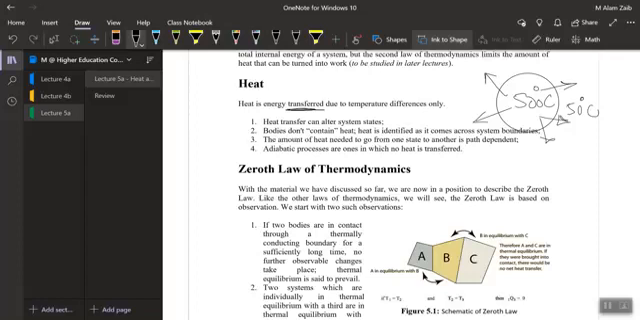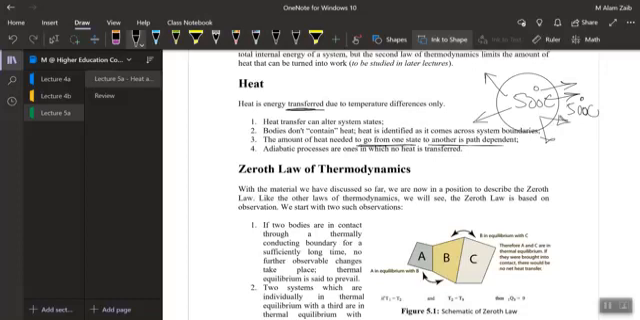But let's say, on the other hand, the surrounding is the same 500 degrees centigrade. Would you define the heat then? No, heat cannot be defined, because heat is not transferred from the system to the surrounding. Heat is not exchanged, so obviously the heat is not defined. So the amount of heat that is needed to go from one state to another state is path dependent.